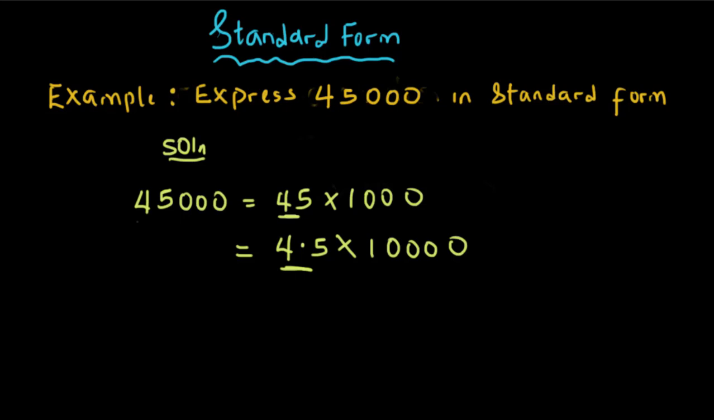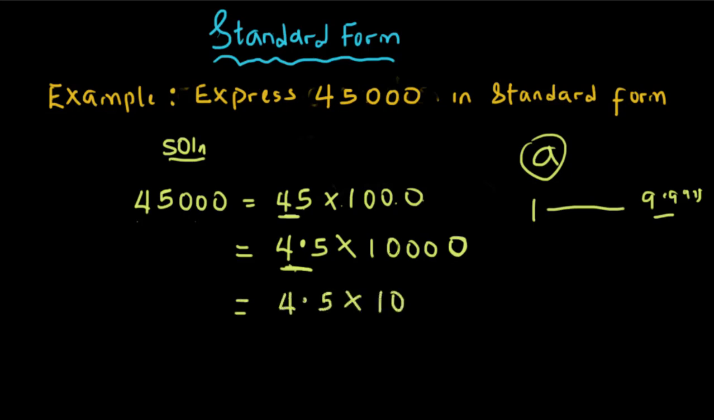Look again. 45,000 is 45 times 1,000. But remember, in standard form, a must be between 1 and 9.9999. Now 45 is greater than 9.9999. So we shift the point to get 4.5, and when we shift the point, we add a 0. Does that make sense? So this will be equal to 4.5 times 10 raised to power... How many zeros do we have? 4 zeros. 4.5 times 10 raised to power 4. Does this make sense? Let's take one more example.